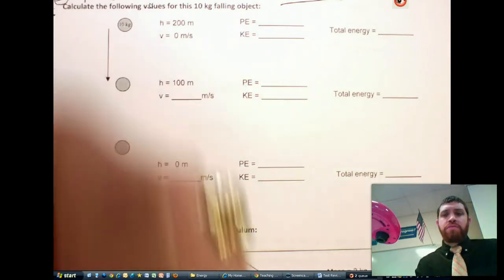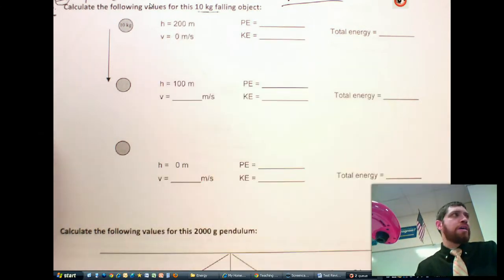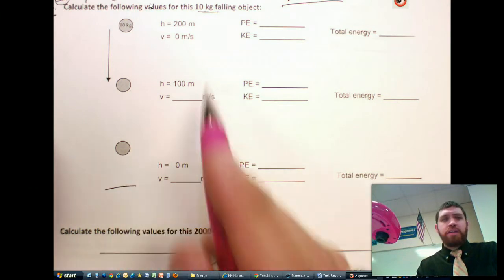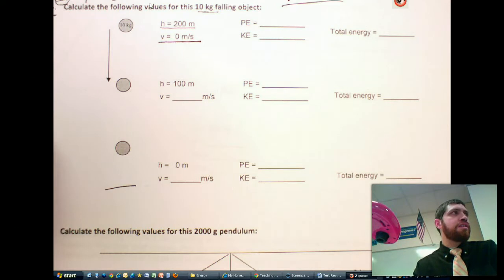Look at number 5 real quick. Calculate the following values for this 10 kilogram falling object. So it's simply just falling, reaches the ground. We're going to calculate all this. We know at the top the velocity is 0. The initial speed is 0.